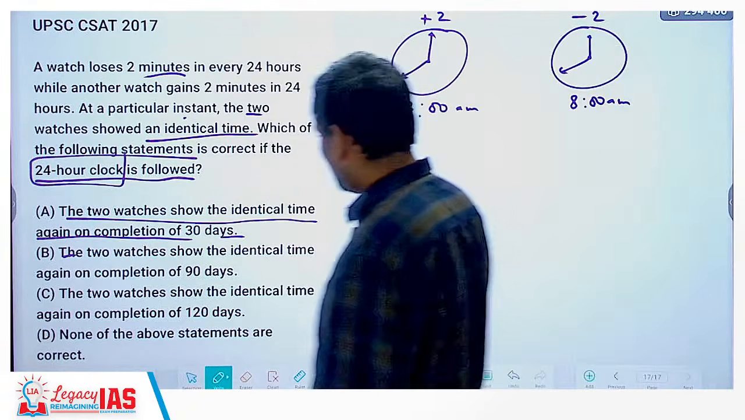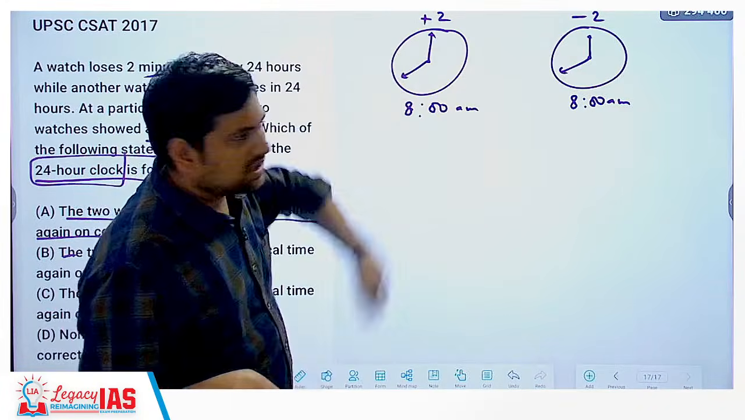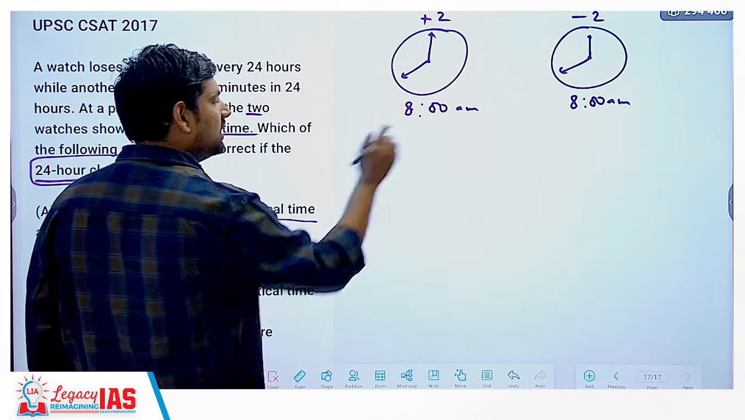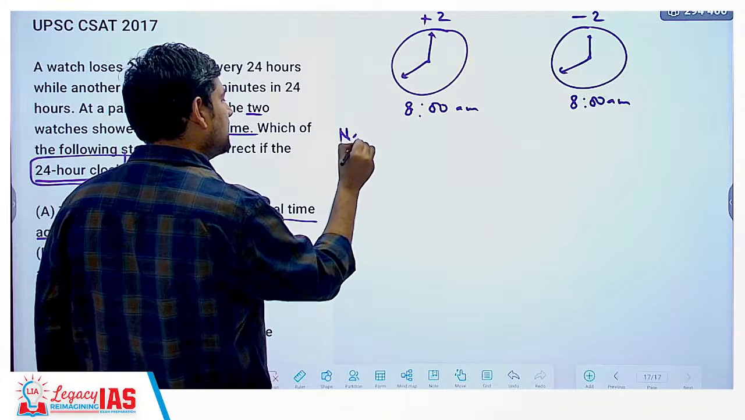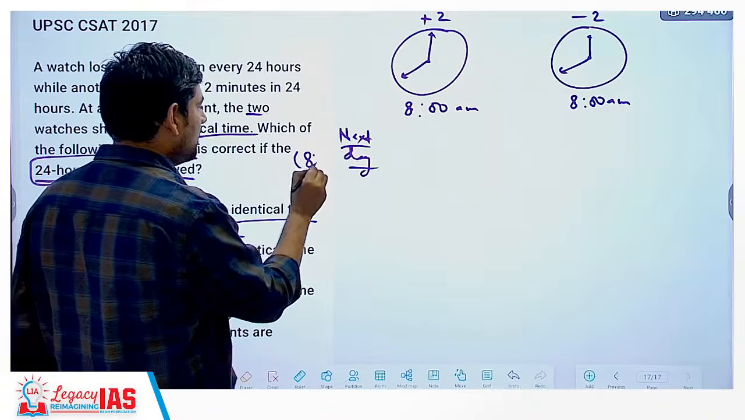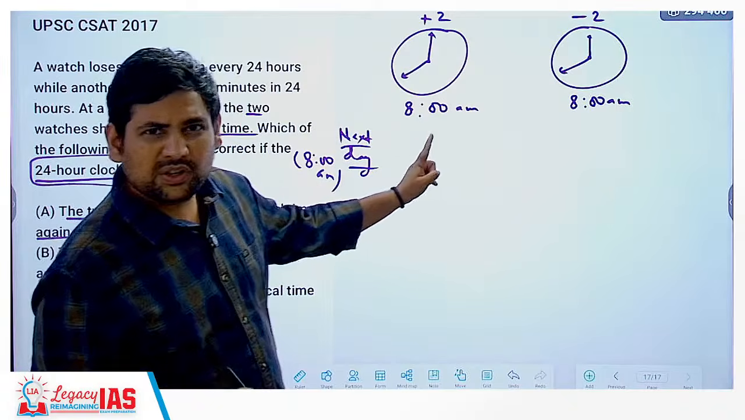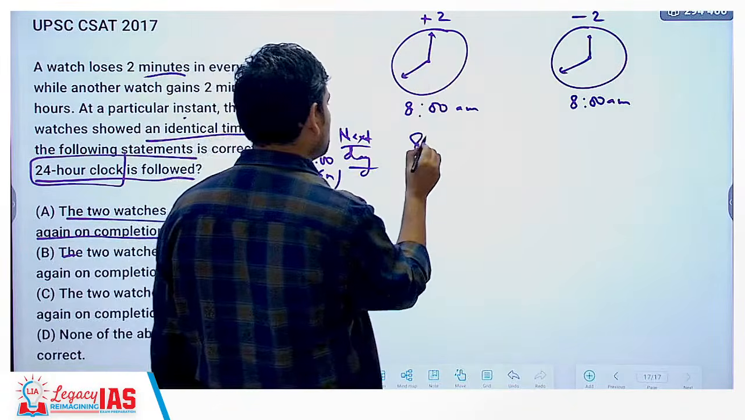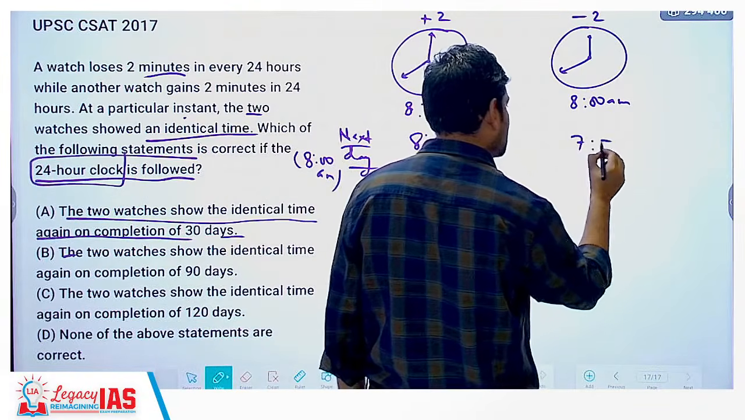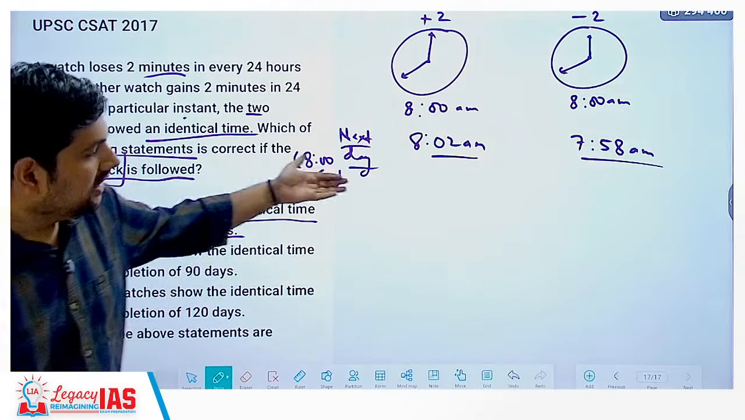Now, first understand using this clock only how the time difference is being managed. So this is plus 2 every 24 hours. So this is the first time it is set. Then what do you think will happen the next day? The next day, when the real time is 8 a.m., what will this clock show? This clock will show 2 minutes more, so it will show 8:02, while this clock will show 2 minutes less. So it will show 7:58 a.m. Correct?